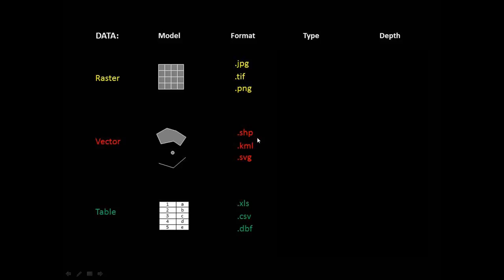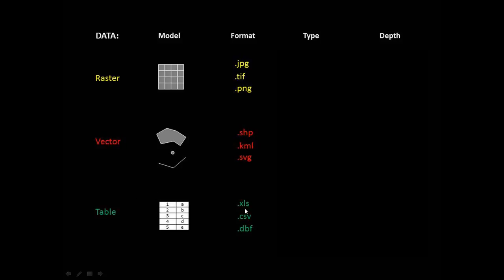Vector, the shapefile, this is the most common one. QGIS uses this. ArcGIS uses this. It was created by the people who created Arc, Esri. They made the shapefile and they released it to the world, and now it's pretty much the world standard for vector data. KML, this is what Google Earth uses if you wanted to trace something on Google Earth. It makes a KML. It's called Keyhole Markup Language.